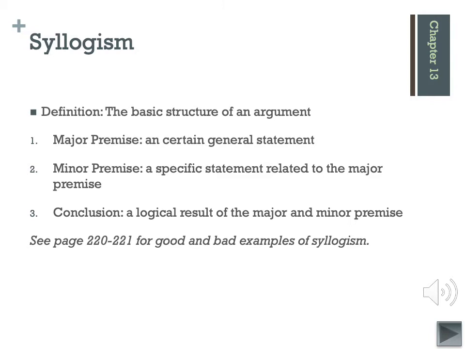Remember when we talked about the probability model? It's best to make statements that are almost always true and avoid absolutions. This is a good rule to follow here. Second is the minor premise, which makes a specific statement related to the major premise. Third is the conclusion, which comes to a logical end as a result of the major and minor premise.